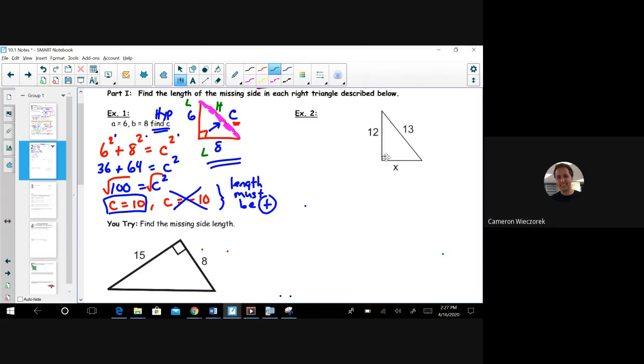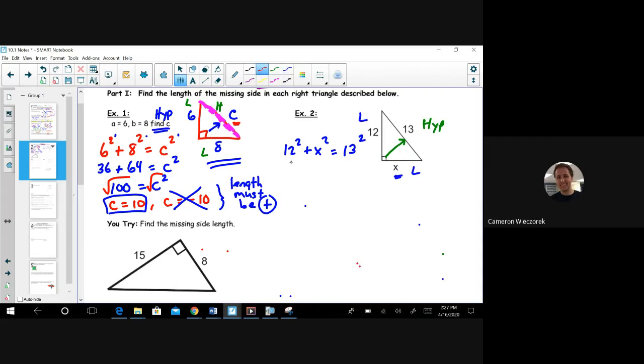Number 2, I'm going to label. First thing I do is I locate my right angle. I draw an arrow across from it, and boom, I know that 13 is my hypotenuse. So that means this is a leg, and this is a leg. Leg squared plus other leg squared, which they're calling x, equals hypotenuse squared. So a little different than number 1.